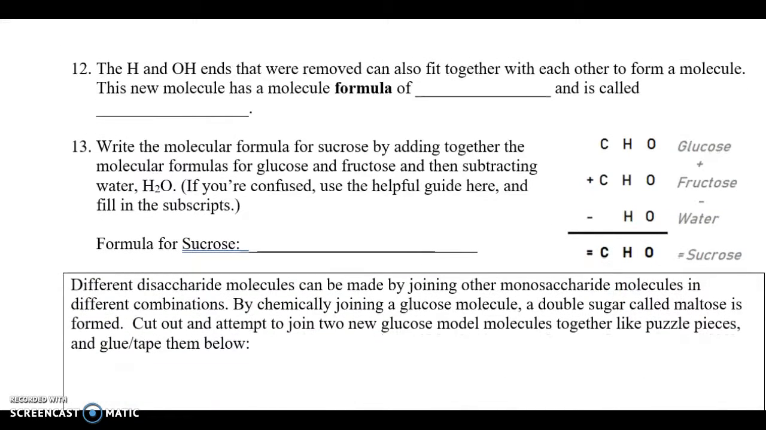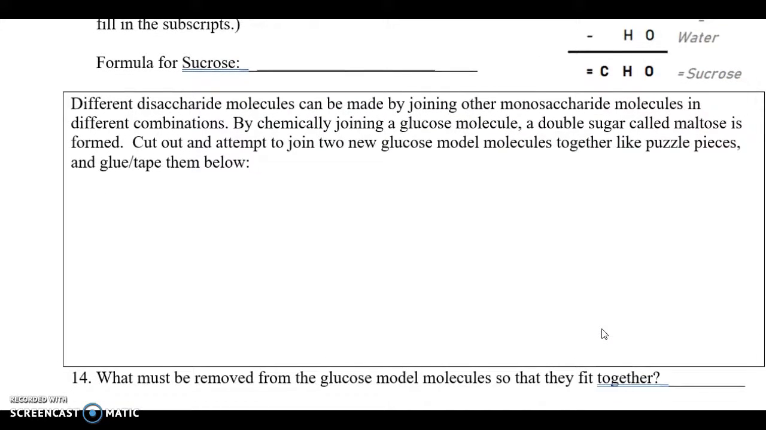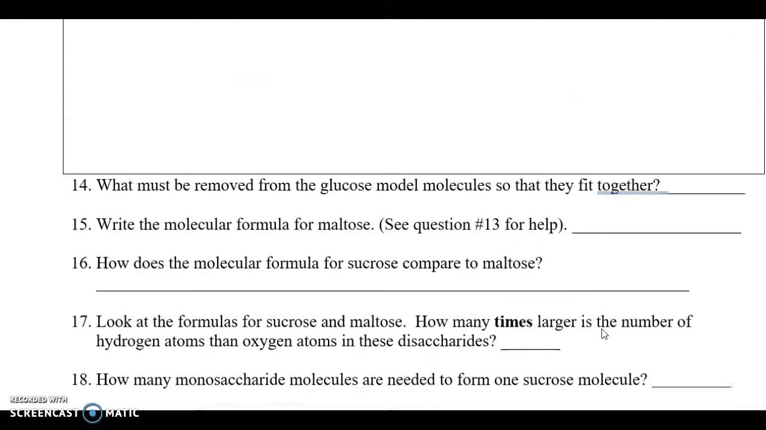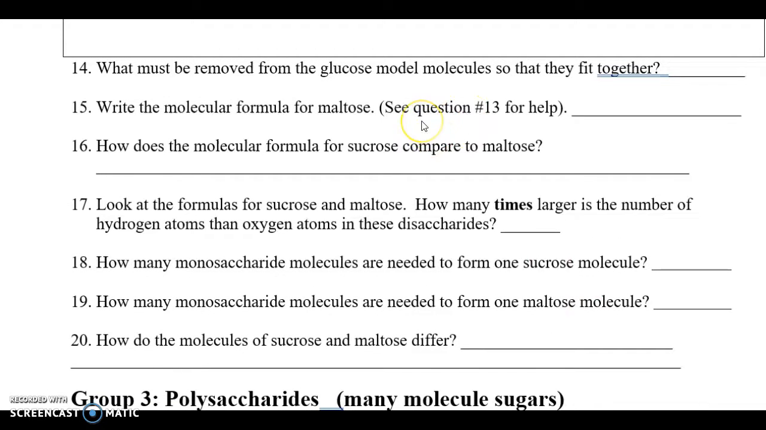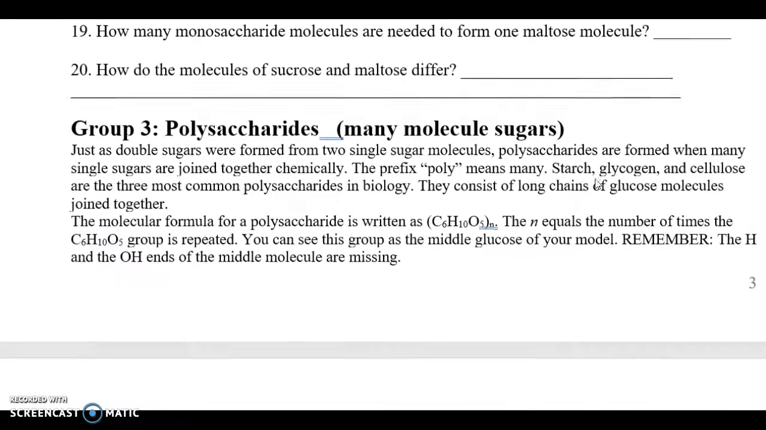Then you're going to figure out the formula for it. So for the formula, you're adding 1 glucose, 1 fructose, put those together, and then subtract a water. So treat it like a math problem, except fill in the subscripts and then figure out what you're left with at the end. The formula will go right here once you figure out that final formula. You're going to make another disaccharide, those puzzle pieces right there, glue and tape them in. Figure out the formula just like you did the previous question. Compare those two formulas, see if they're the same or if they're different and how they would be different. And then answer those questions.